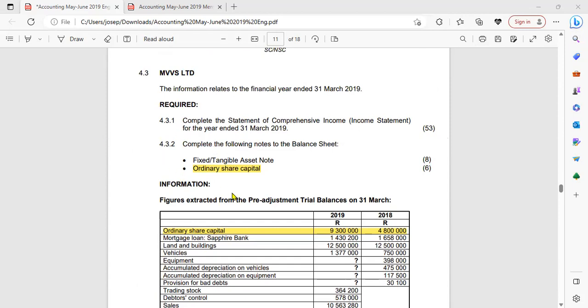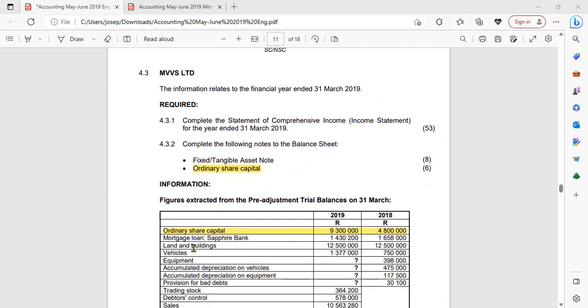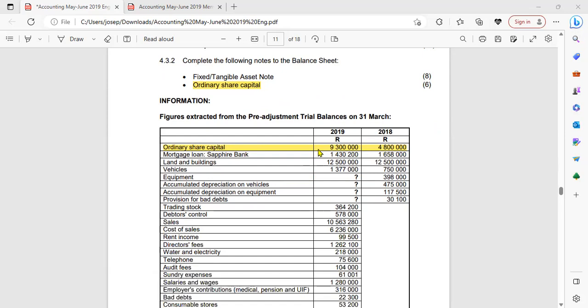Okay. So ordinary share capital, we have balance at the beginning. Firstly, before I go any further, our financial year starts on the 1st of April 2018 and ends on the 31st of March 2019, guys. Okay. So we have the balance at the beginning and balance at the end.